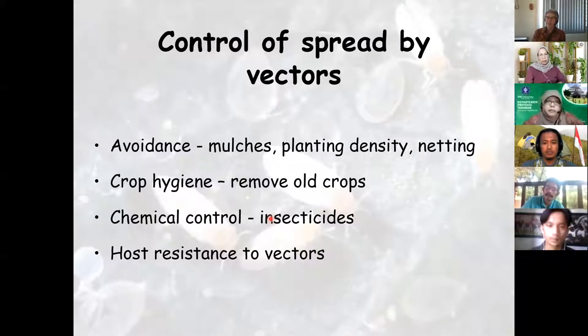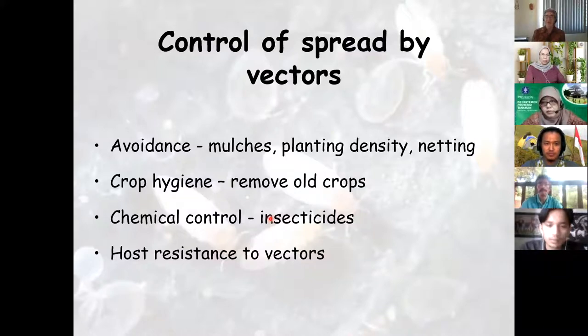Most insecticides don't kill the vector instantly. It takes a while to kill the vector, even if it's 30 minutes. Remember, the non-circulative viruses were acquired by the vector in a matter of a few seconds. And they retransmit in a few seconds.